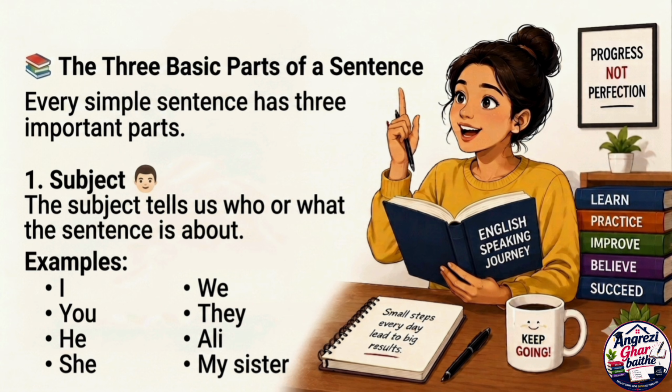The three basic parts of a sentence. Every simple sentence has three important parts. 1. Subject. The subject tells us who or what the sentence is about. Examples: I, you, he, she, we, they, Ali, my sister.